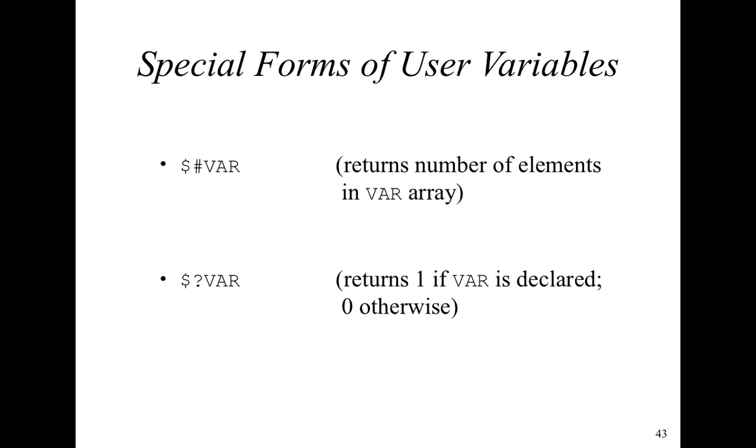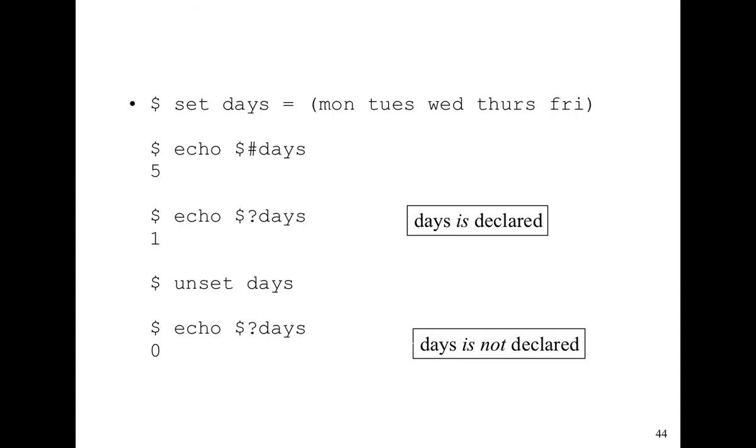Just the same way as we were checking to see if an alias existed, now we're seeing if the variable exists. So you can set days to equal Monday, Tuesday, Wednesday, Thursday, Friday. Echo number of days: you put in the $ sign, and then the pound sign for number, and then days. So days is declared. Echo $?days. Yes, 1 is declared, 0 is not declared. So you have set the number of days. Unset days takes it out. Days is not declared anymore if you use the question mark.